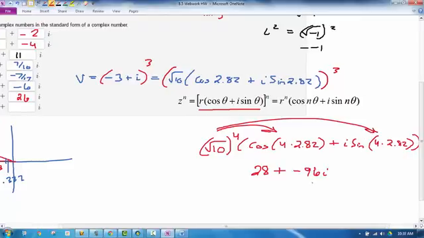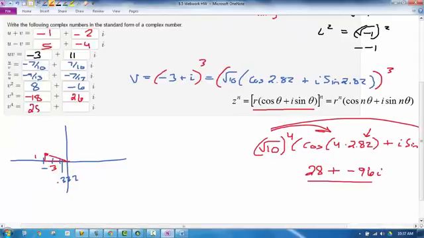And that gives me 28 plus negative 96i, as long as you're in radian mode in your calculator, because that's in radians. And that gives you the last answer right here. This is the A, 28, and the B is negative 96.